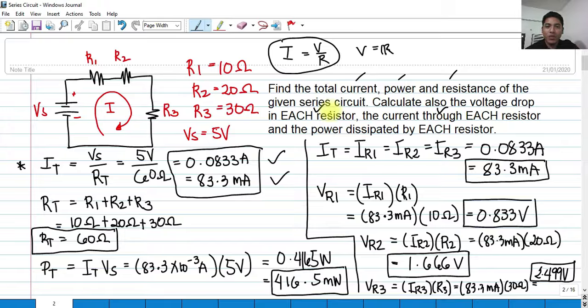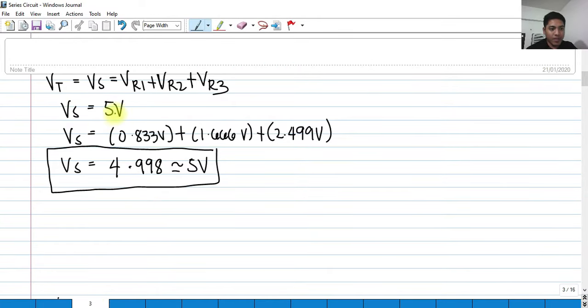We are done with that. So how about the power dissipated by each resistor? Remember that the power dissipated by each resistor is not the same because they don't have the same resistances. As you all know, we recall the three formulas for power. To get the power dissipated by resistor 1, we can use any of these three, because we already know the voltage drop at R1 and the value of R1, so we can solve for the power using this formula.